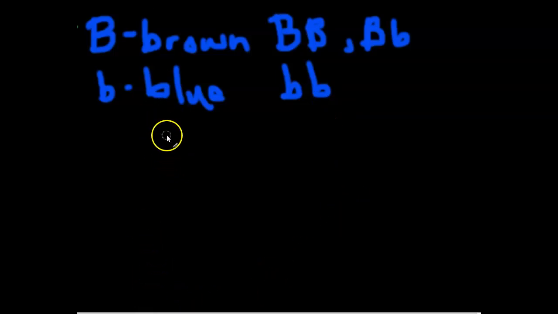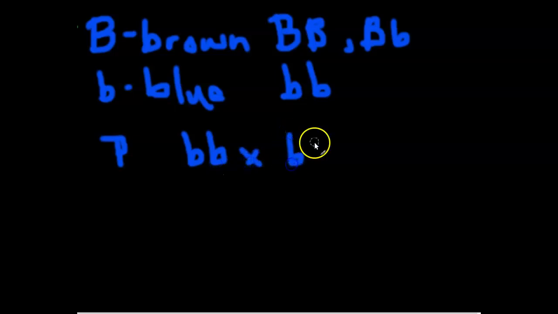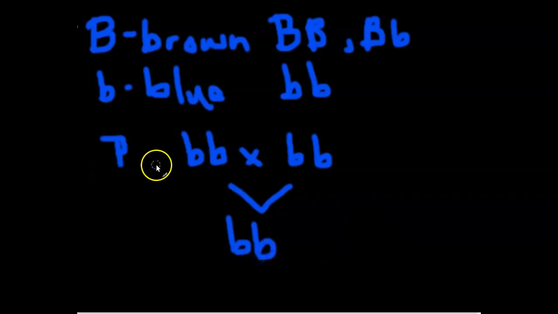So let's say we have 2 parents, and they are both homozygous recessive. You'd expect all the offspring to be homozygous recessive. So if both parents have blue eyes, we would expect in complete dominance that every single offspring, and if they had 1,000 children, they would all have blue eyes. That's what we would expect.